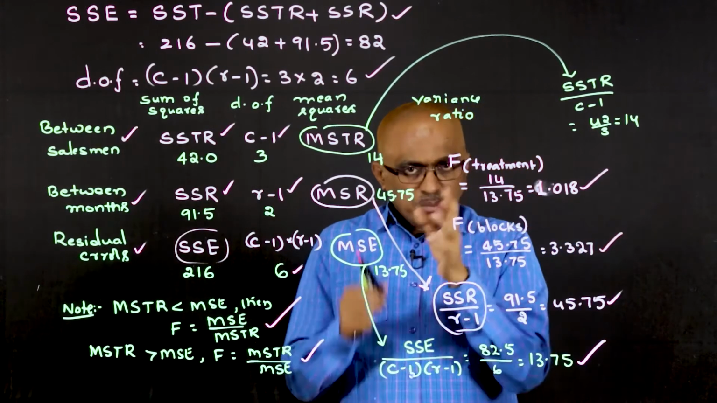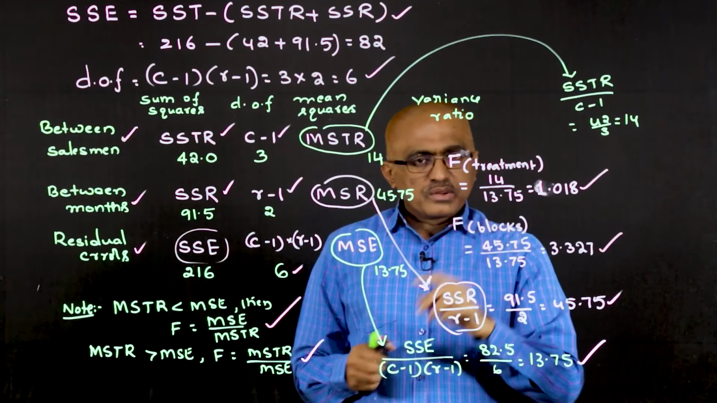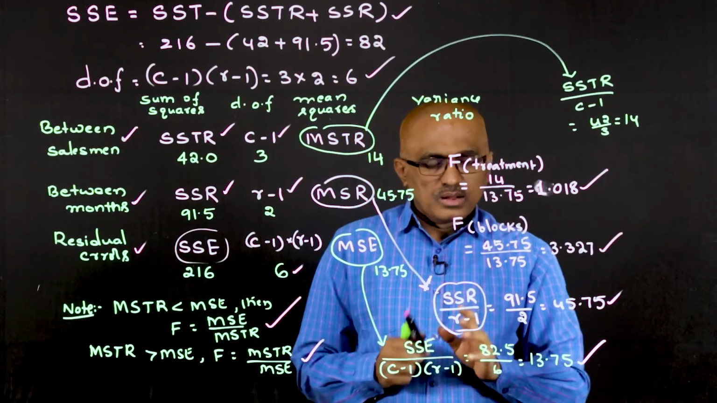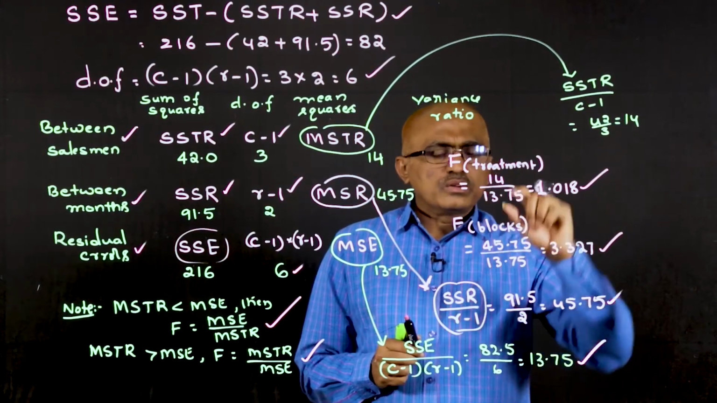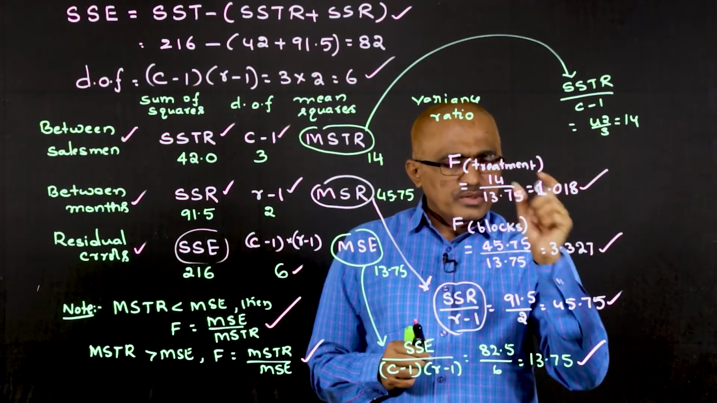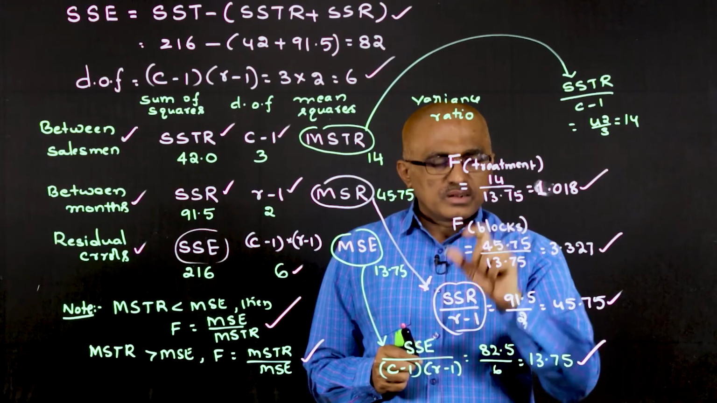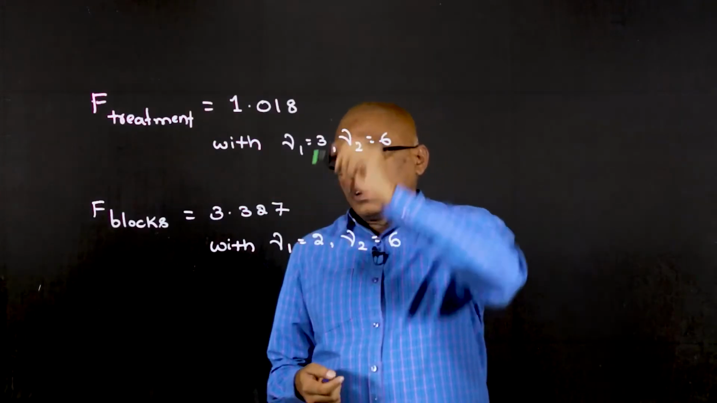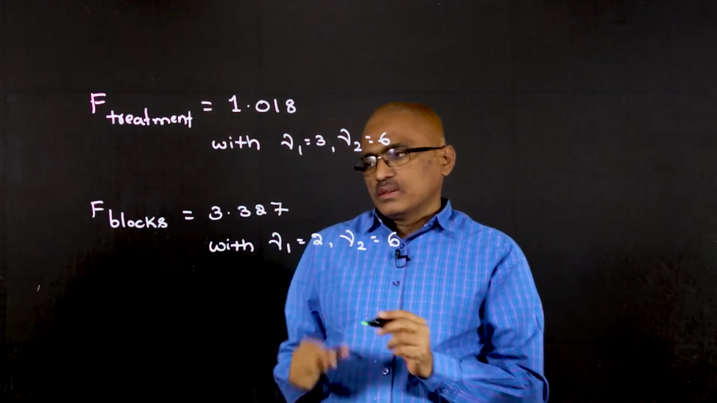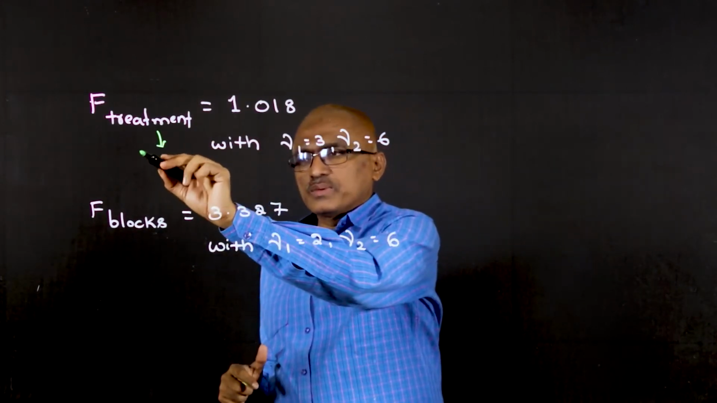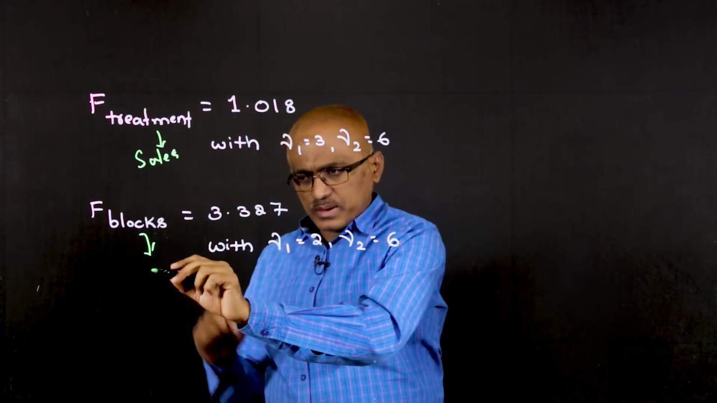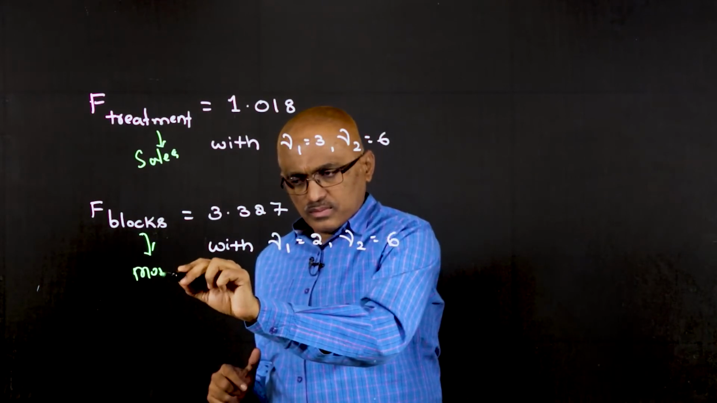That means, similar to one-way ANOVA, we find the F value with respect to rows as well as the F value with respect to columns. Next, we have to compare these two with the corresponding values from the tables. Based on that, we will take the decision. Now we have two F values. One is F with treatment, that is with respect to sales teams, and this is with respect to blocks, that is with respect to the months.